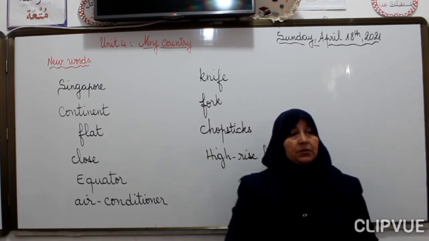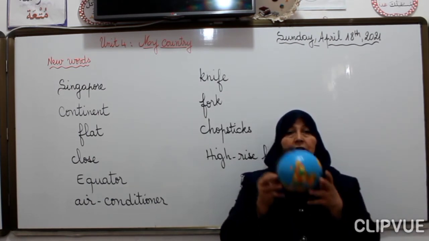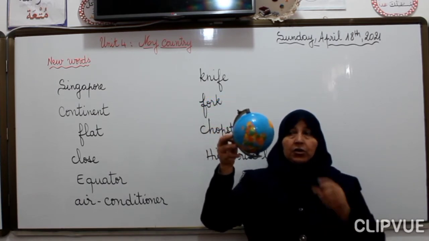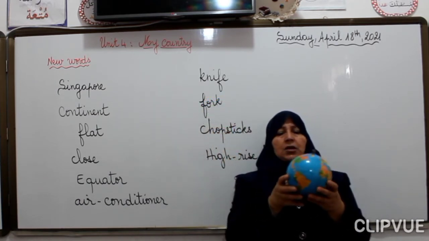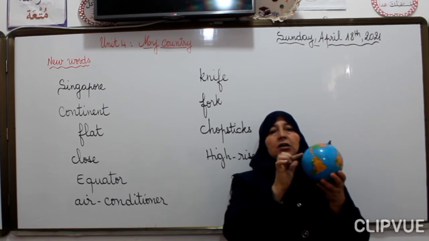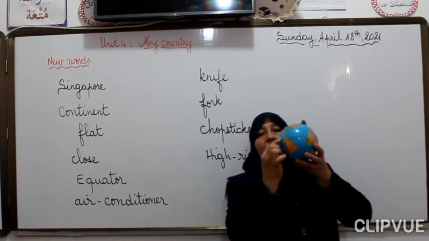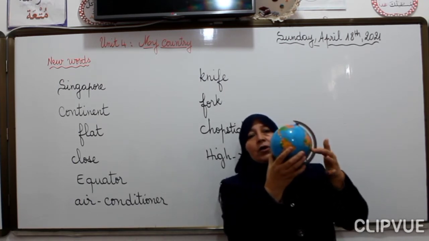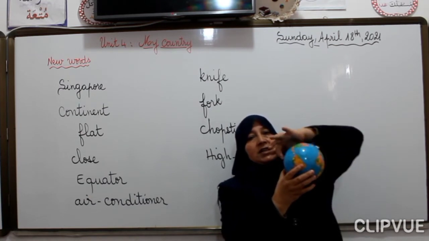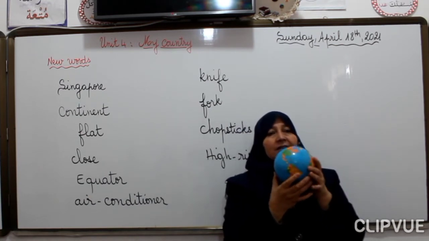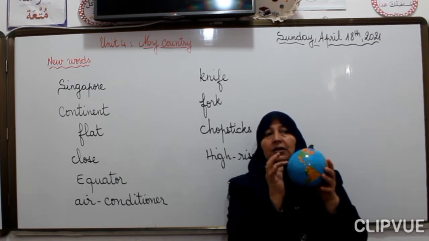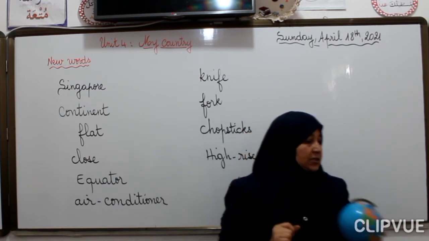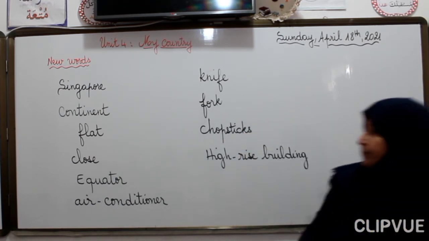What is it? Okay. See the earth? Yes. There is a special line around the earth. What is it? What is it in Arabic? Good. Let's see. Equator.